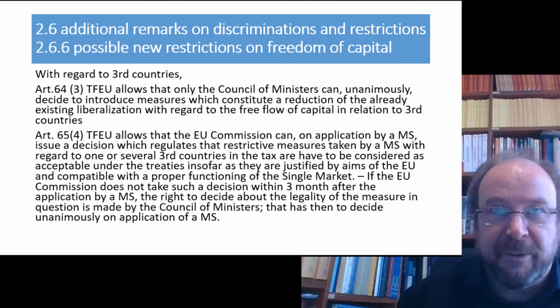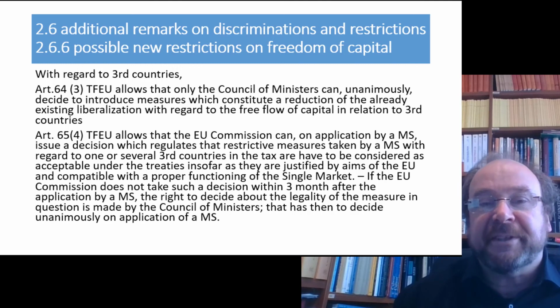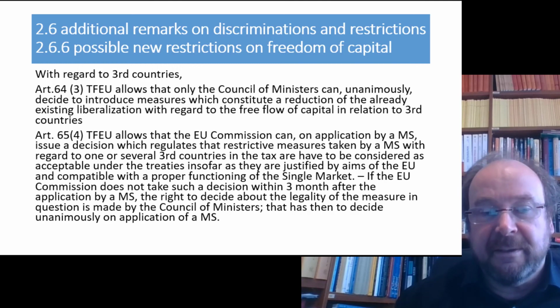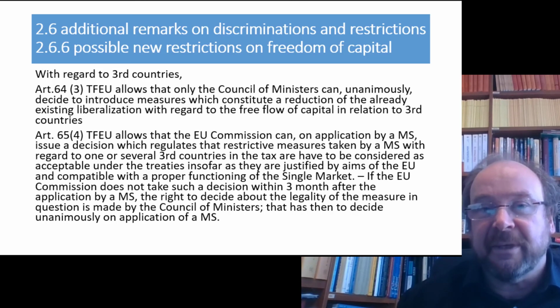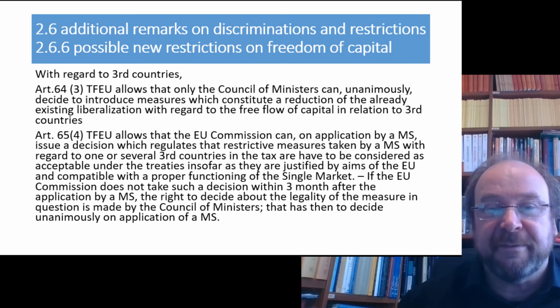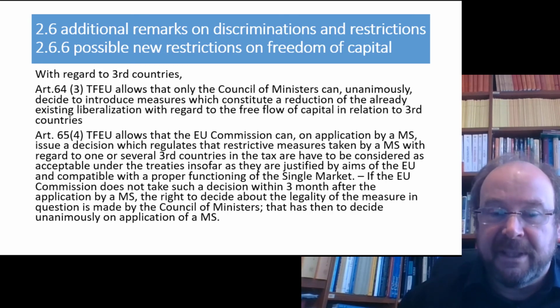Now the EU Commission could just kick the matter down the road and say we don't decide it. Diplomatic idea. We say neither no nor yes. For such a case, the treaty then says if the EU Commission didn't decide within 3 months after application, the right to decide on the application goes to the Council of Ministers. And if the Council of Ministers votes 100% in favor of that restrictive measure proposed by a member state, then the member state has got the permission to do as it wants in that way.